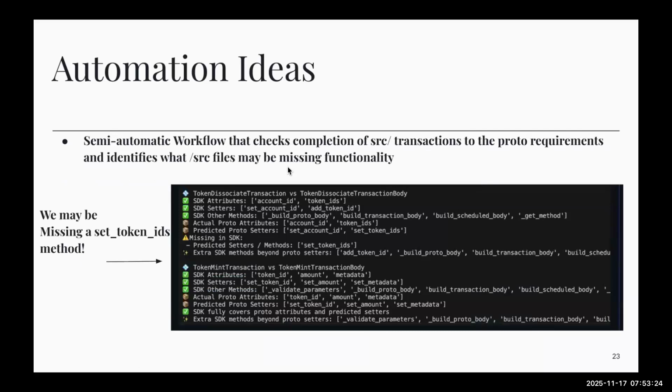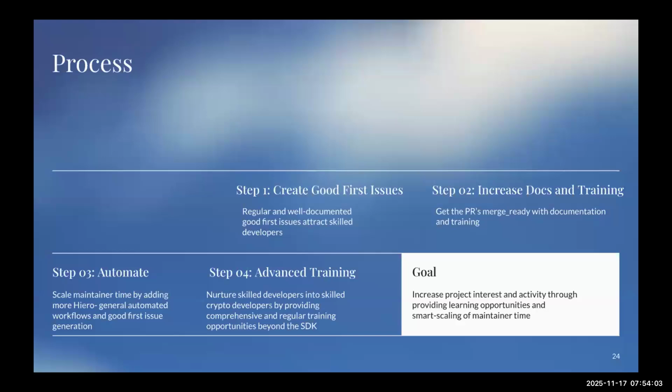And then another thing is to pull the fields from the proto and match them with the fields in the SRC files that you have actually created, the methods. So this is a script that will help us figure out really quickly what's in all your transactions. So for example, token dissociate here has set account ID and add token ID. And then it says from the proto, hey, should you have set token IDs? And so that's a good first issue that we created based on that. So this won't be able to be automatic, but it will reduce the time spent on that quite a lot.